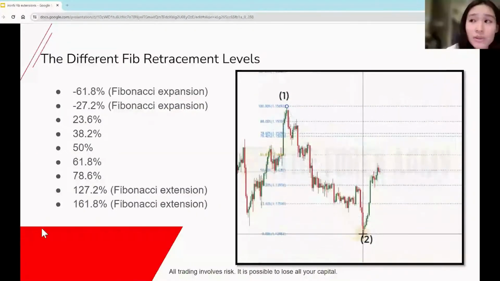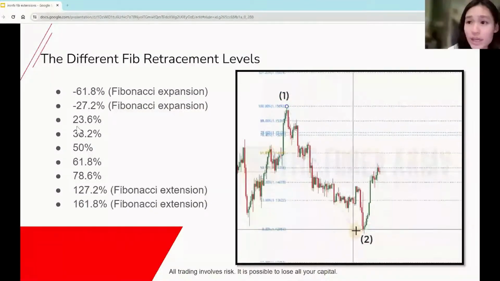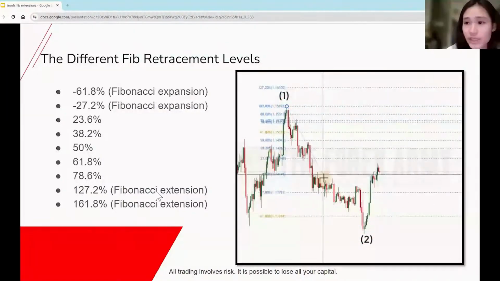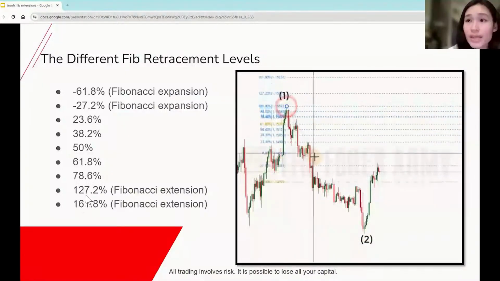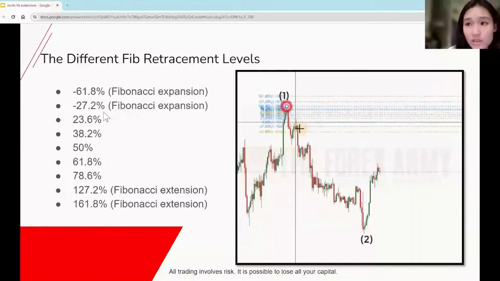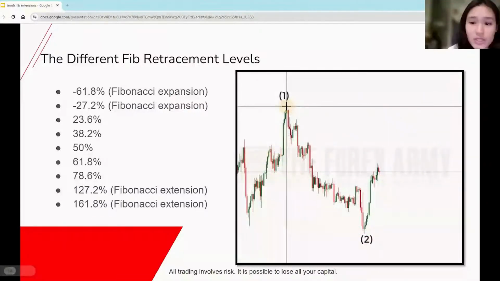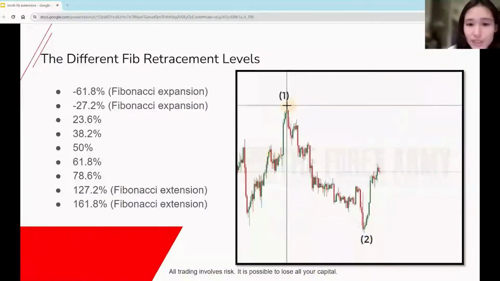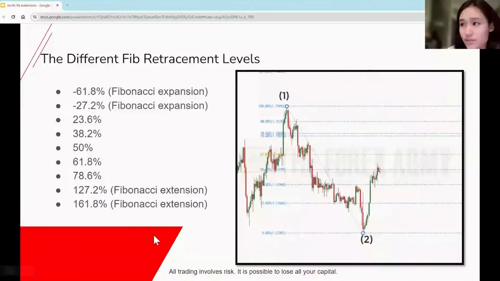The negatives are what we call Fibonacci expansion. Today we are going through the above 100s, which are the Fibonacci extensions, so we are using the 127.2 and the 161.8. Next week we'll be looking at the expansions, the negative levels. And last week, the retracements, we looked at the mid-range levels, 23.6 to 78.6. We'll go through expansions more in depth in the next webinar, so I'll just briefly introduce these levels now.